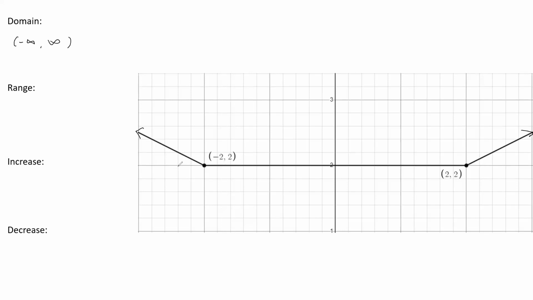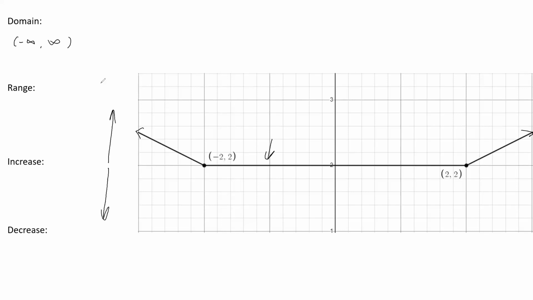Simple enough. Now the range is a different story because remember, for range, we're looking at our y values. So where does it exist on up and down? So again, we can see that since it's going forever in the left and right directions, it's going to go up forever, just because this line will just go up and up and up. However, it does not go down forever anywhere because our lowest point is this line right here. There's nothing below that.